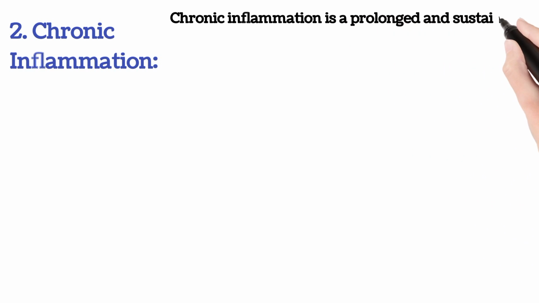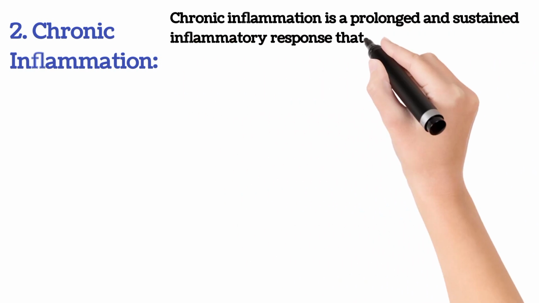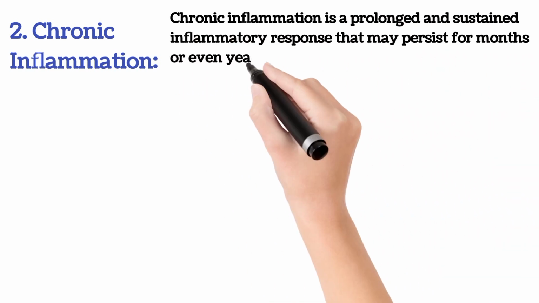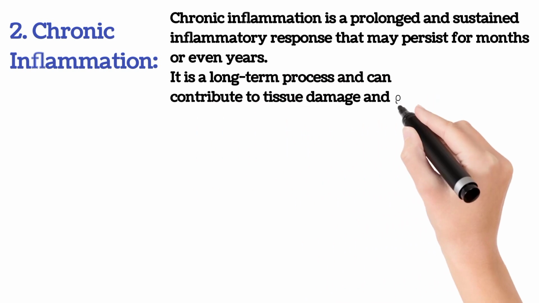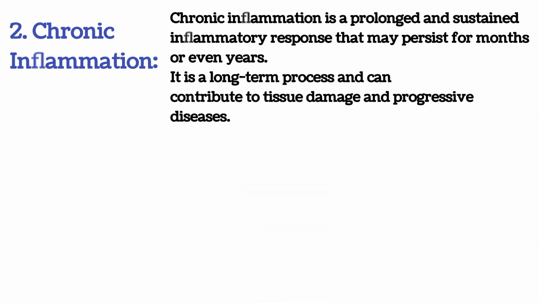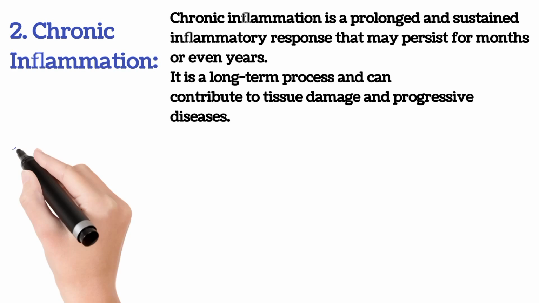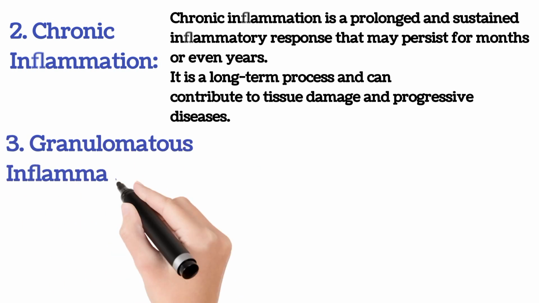2. Chronic inflammation. Chronic inflammation is a prolonged and sustained inflammatory response that may persist for months or even years. It is a long-term process and can contribute to tissue damage and progressive diseases. Chronic diseases such as rheumatoid arthritis, inflammatory bowel diseases, chronic infections, and autoimmune disorders are associated with chronic inflammation.